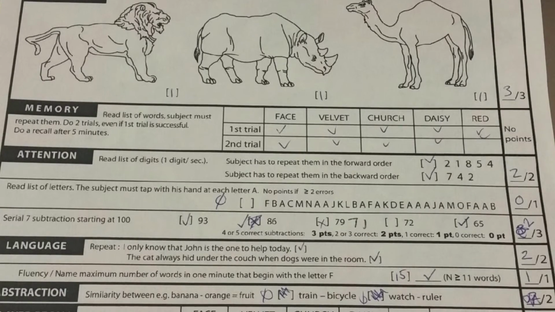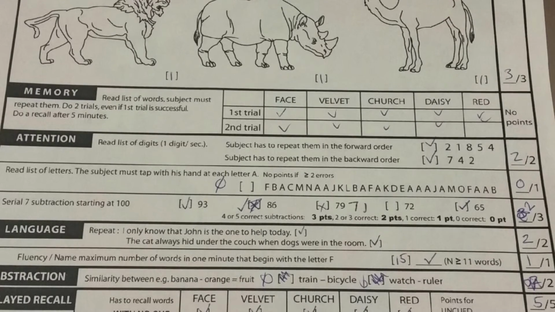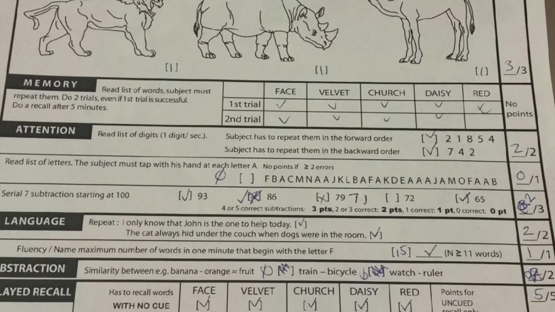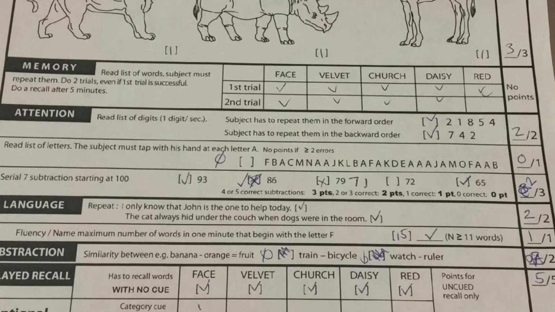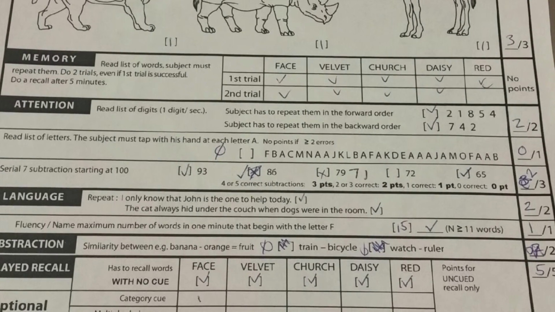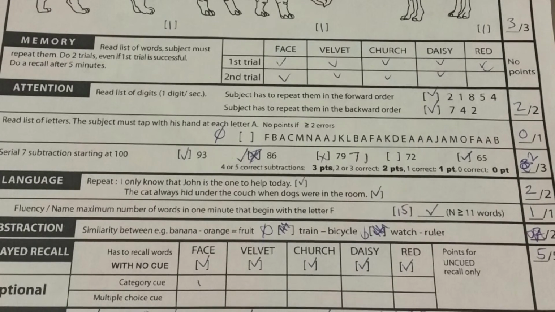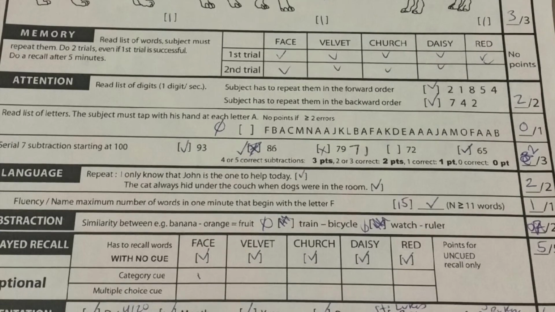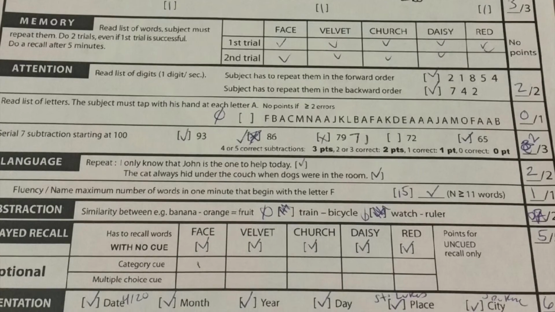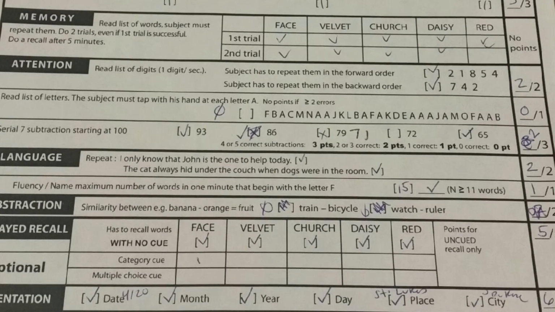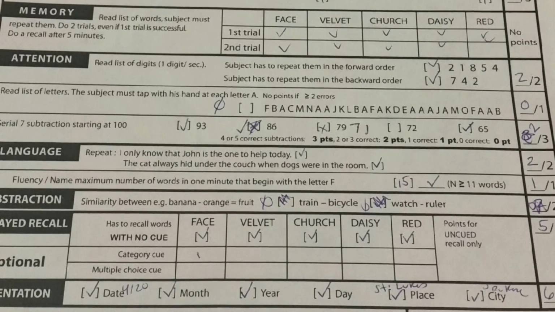Her language, she did say the sentences back correctly, and so her fluency was on. Her abstraction, she couldn't understand the similarities between the fruit, the train and bicycle, or the watch and ruler. Her delayed recall as far as her memory, so face, velvet, church, daisy, red. Like I said earlier, she said them back in the same order, so I thought that was pretty amazing. And her orientation, as far as the date, month, year, day, place and city, she was spot on with all of them. And she got a 24 out of 30, demonstrating a mild cognitive deficit.